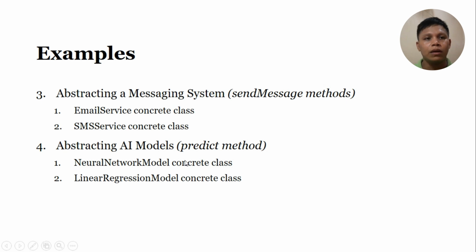Now, rather than your application depending on a specific concrete class, let's say a neural network, if at some point you want to change the model you use, why not let your application interact with an AIModel interface, and you define a predict method, then let those concrete classes implement that method. Let's say we have two models, neural network and linear regression, and if you want to add another model, let's say a decision tree model, you can easily do that.